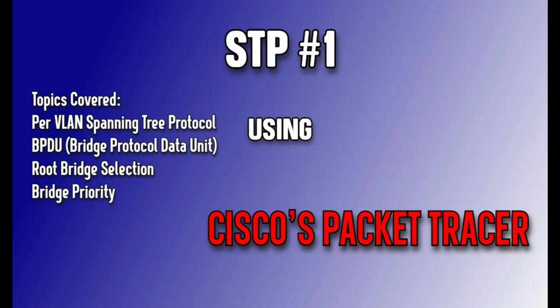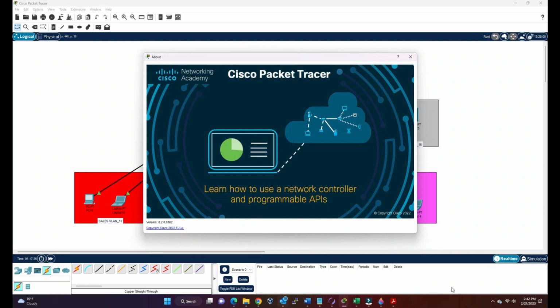My name is Brian and in this video, I will be going over a basic spanning tree protocol configuration. Topics covered in this video are: per VLAN spanning tree, BPDU or bridge protocol data units, root bridge selection and bridge priority. For ease of the demonstration, I will be using Cisco's Packet Tracer program, which can be found for free on cisco.com. Let's start.